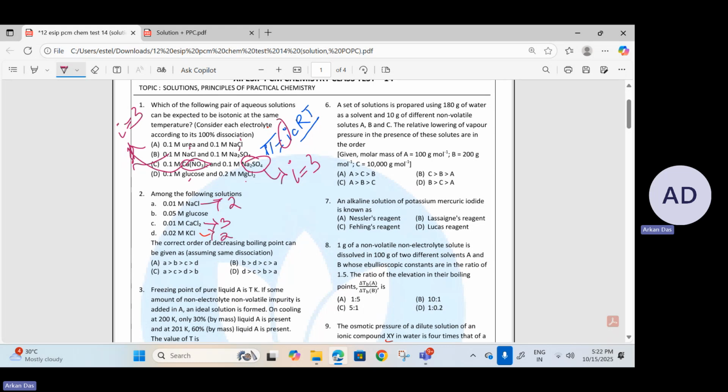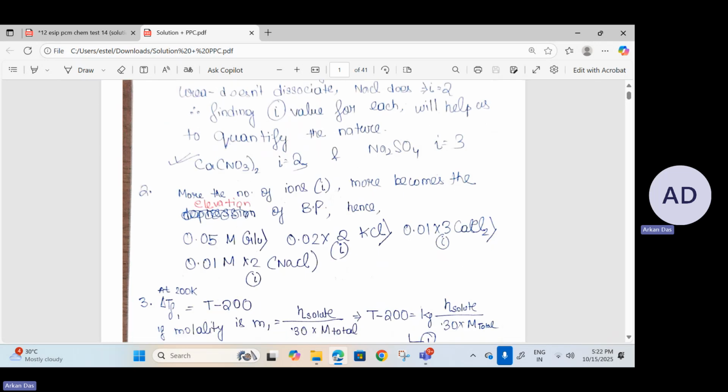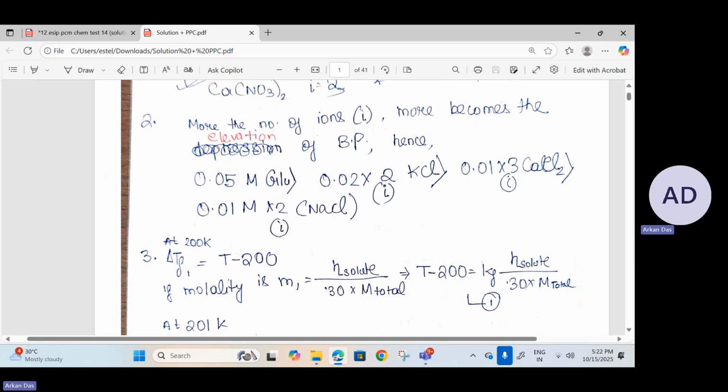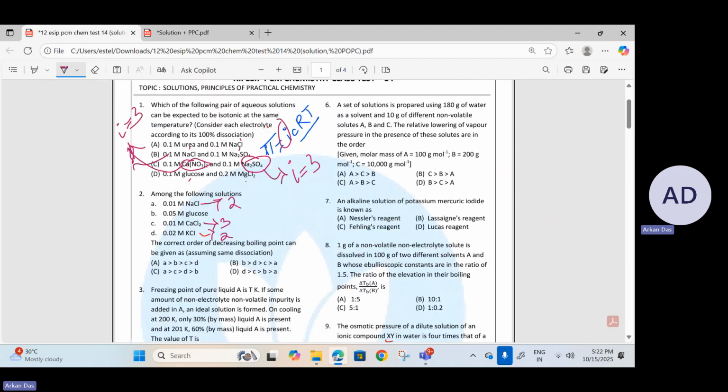So guys, we need to find out the exact molarity of these values in accordance with their i values. So how to solve it? We need to multiply the i value with the molarity. Glucose is 0.05 molar. KCl is 0.04 molar. CaCl2 is 0.03 molar. Finally, NaCl is 0.02 molar. Due to this, we can easily find that glucose shows the highest elevation, whereas the other ones follow it.